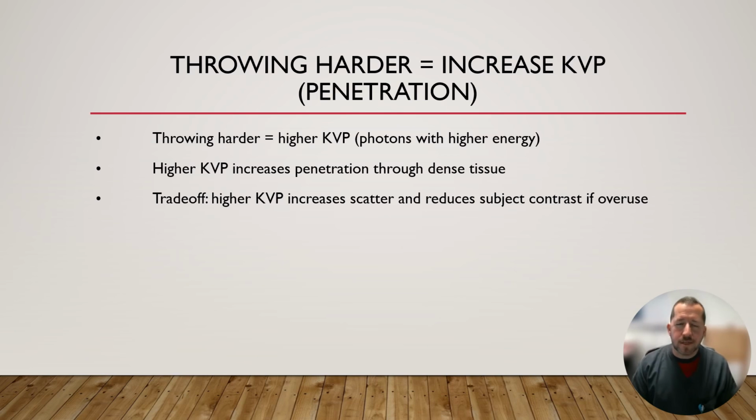So in X-ray terms, that pretty much means that us throwing that rock faster is almost like us increasing our KVP, right? So higher KVP means the photons have that greater energy and the better penetration through that dense tissue. However, there's a trade-off, and that means that higher KVP also increases the amount of scatter, and that can reduce the subject contrast if it's used excessively.